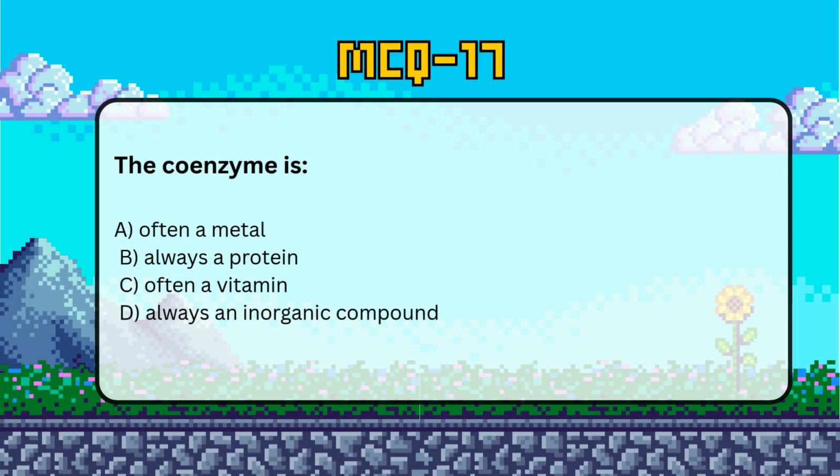Question 17: The coenzyme is often a metal, always a protein, often a vitamin, or always an inorganic compound. So the right option is often a vitamin, because coenzymes are organic, vitamin derived. Metals are cofactors, not coenzymes. So the right option is the C option.